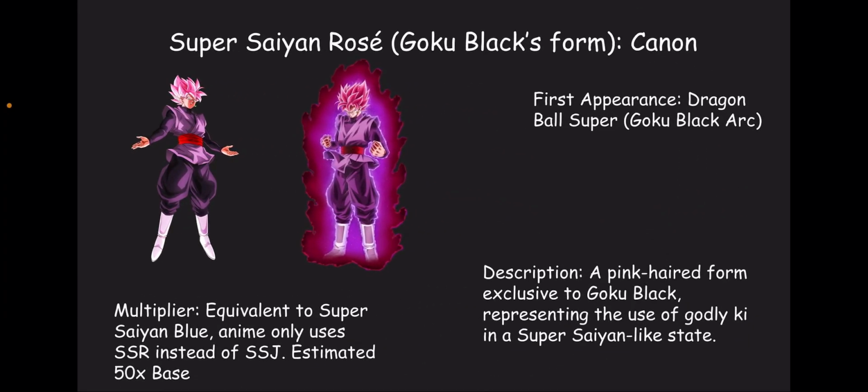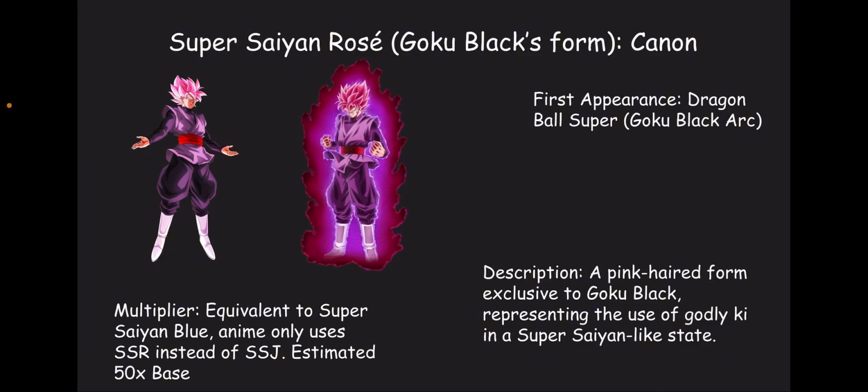And here's where things are definitely going to get a little controversial. Super Saiyan Rose, Goku Black's transformation. This one is controversial because it's equivalent to Super Saiyan Blue in the anime. But in the anime, they only use the Super Saiyan Rose form. They don't use Super Saiyan like in the manga. In the manga, they use Super Saiyan, and then they use Super Saiyan Blue.